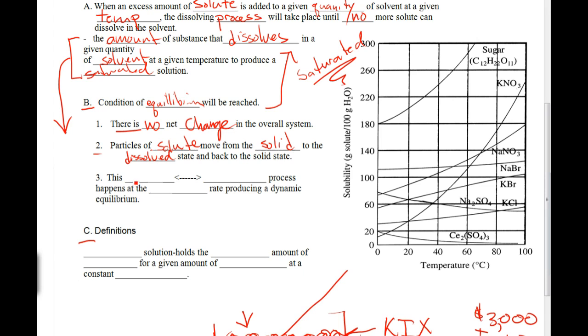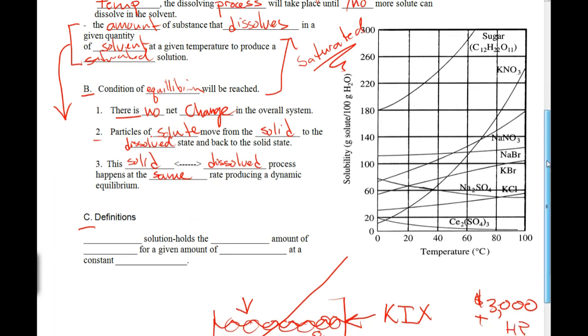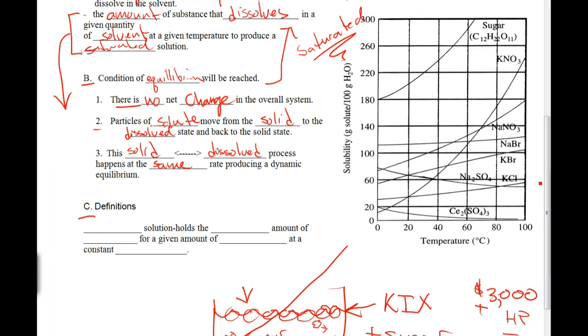This solid to dissolved process happens at the same rate, producing a dynamic equilibrium. The same rate means that if 2 dissolve, then 2 come out. If 3 dissolve, then 3 come out. There is no change in the overall system. I don't know how many times I've had to say that already, but trust me, in equilibrium there is no change to the overall system.